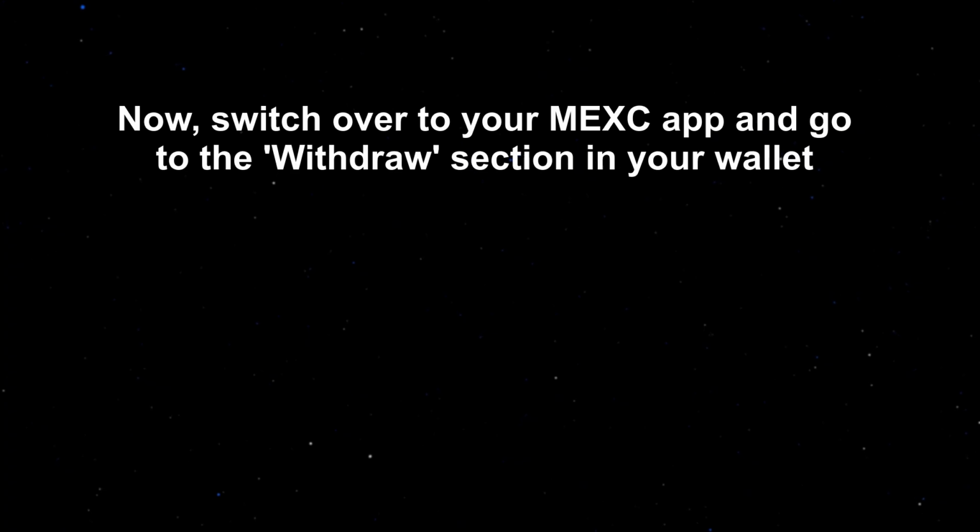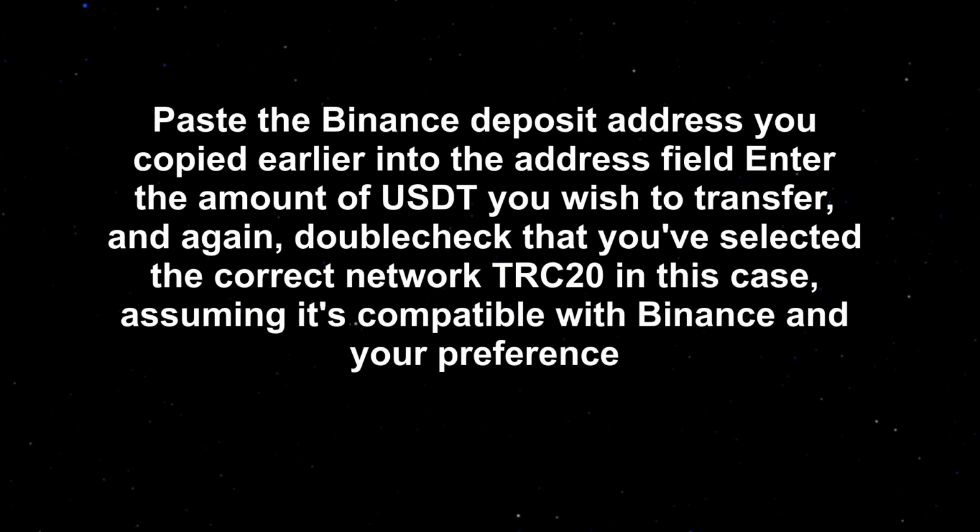Now, switch over to your MEXC app and go to the withdraw section in your wallet. Paste the Binance deposit address you copied earlier into the address field. Enter the amount of USDT you wish to transfer. And again, double-check that you've selected the correct network, TRC20 in this case, assuming it's compatible with Binance and your preference.